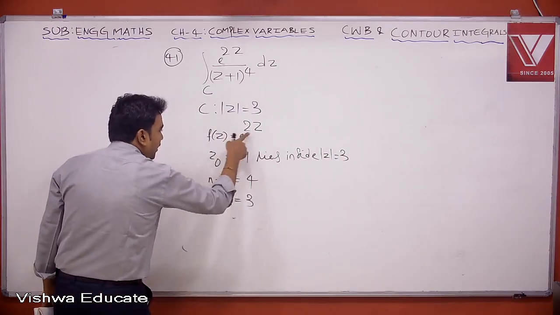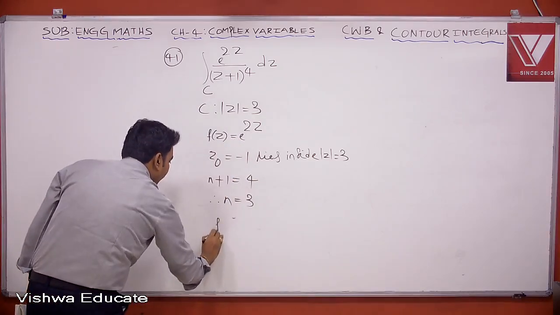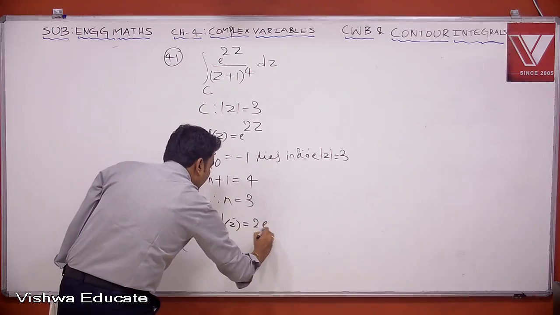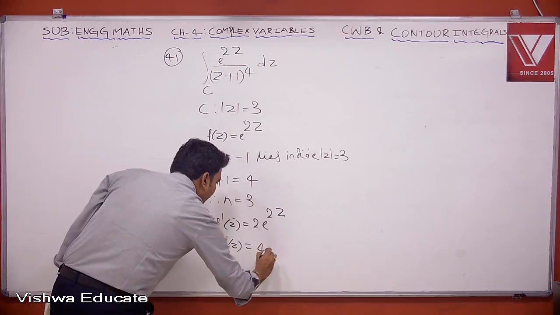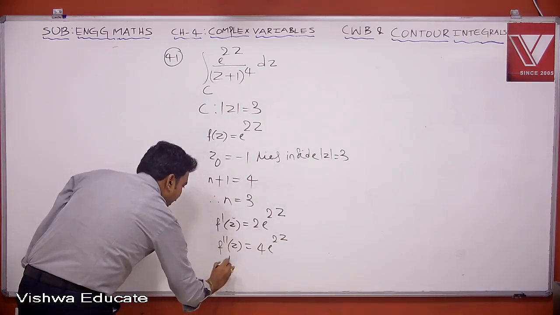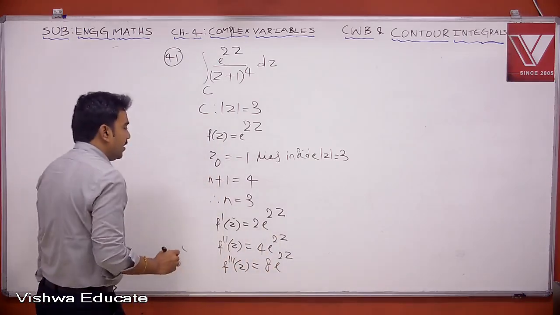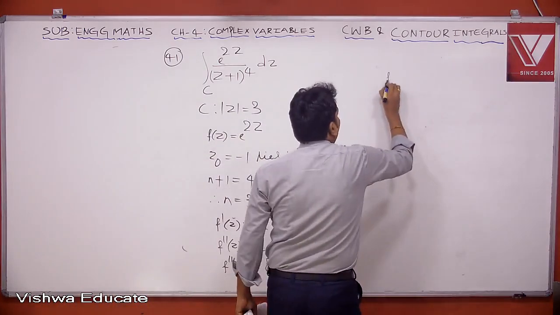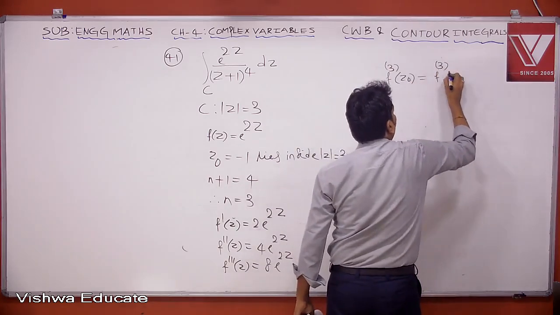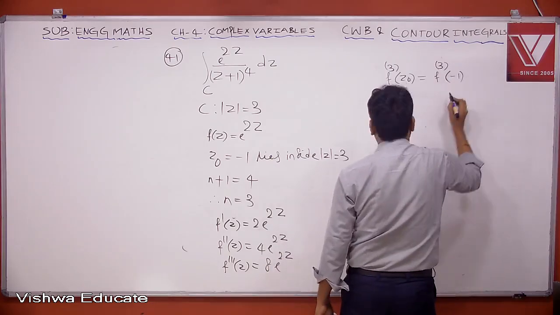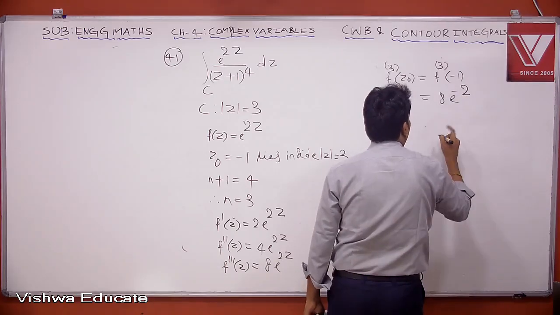So here f of z is e power 2z. Differentiate this with respect to z 3 times. The first derivative of e power 2z is 2 times e power 2z. The second derivative is 4 times e power 2z. The third derivative is given by 8 times e power 2z. Therefore, the third derivative of f at z naught, where z naught is minus 1, is 8 times e power minus 2.